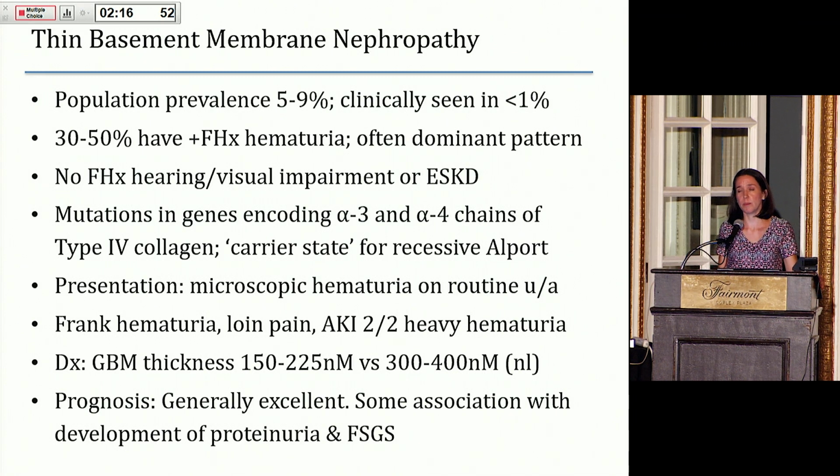Patients, it's generally picked up on microscopic examination, just on a routine UA, usually completely asymptomatic, but occasionally you will see a patient who has frank hematuria, loin pain, or AKI secondary to very heavy hematuria. It is a biopsy diagnosis where the harmonic mean of the glomerular basement membrane is between 150 to 225 nanometers versus 300 to 400 normal. And the prognosis is generally considered to be excellent, but there is some association with the development of proteinuria and secondary FSGS and chronic kidney disease, as Dr. Renke alluded to earlier.